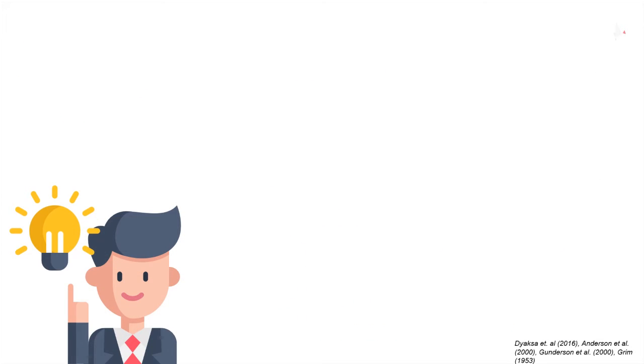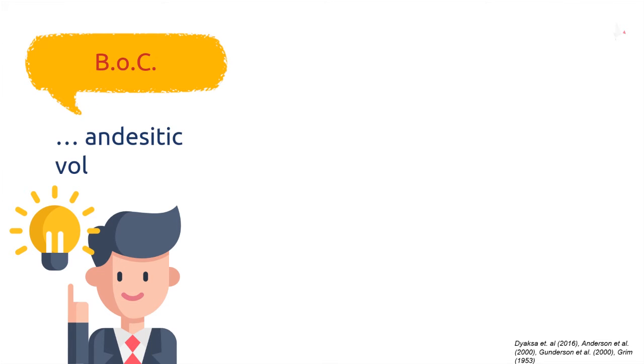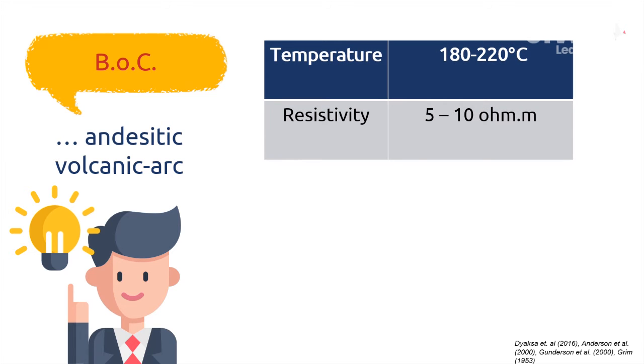Based on a study from developed fields of andesitic volcanic arc geothermal system, BOC is found to be correlating with the temperature of 180 until 220 degrees Celsius. The resistivity range to delineate BOC may differ, but the approximate range is between 5 until 10 ohmmeters.